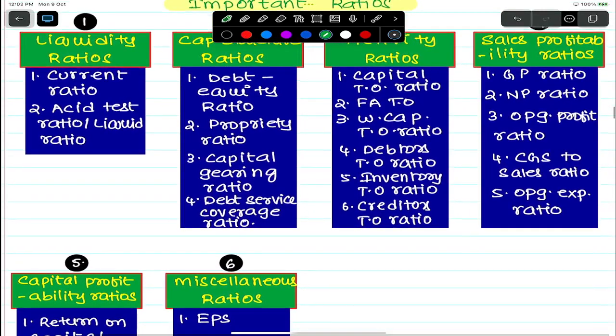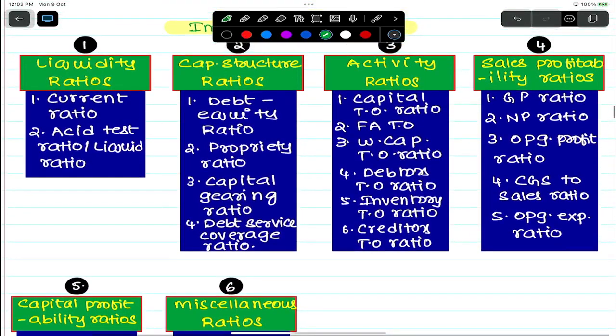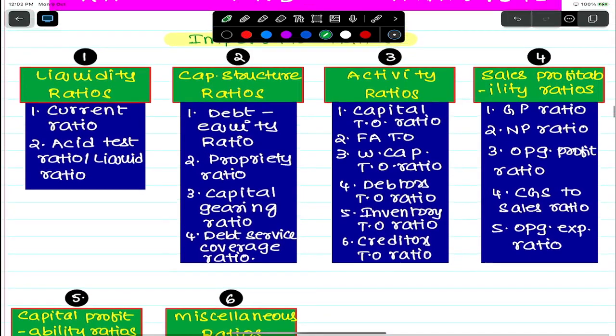Before even starting, let me first tell you how many types are there. There are totally 6 types of ratios. Okay, see the screen.